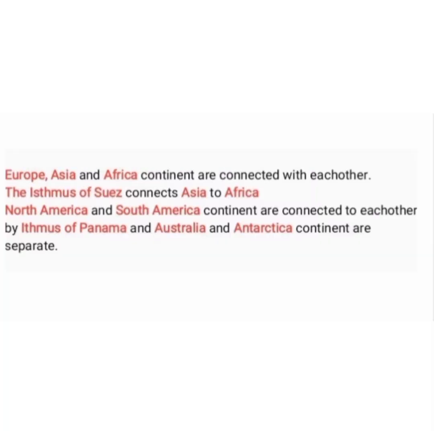Europe, Asia and Africa continents are connected with each other. The Isthmus of Suez connects the continents of Asia and Africa, and the North America and South America continents are connected to each other by the Isthmus of Panama, and the Australia and Antarctica continents are separated.